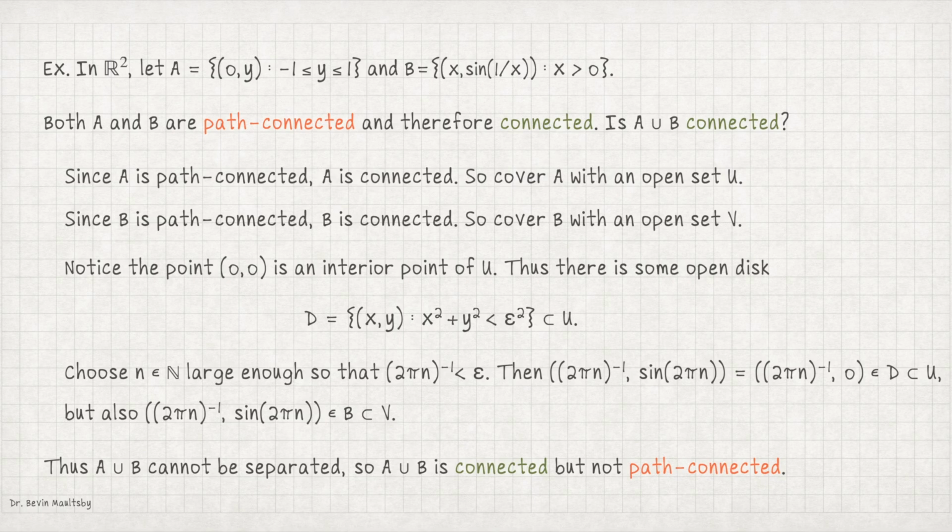Therefore, this topologist's sine curve cannot be separated. So it is connected even though it is not path connected. All right, that wraps up this look at connected and path connected sets. Thank you for your attention.